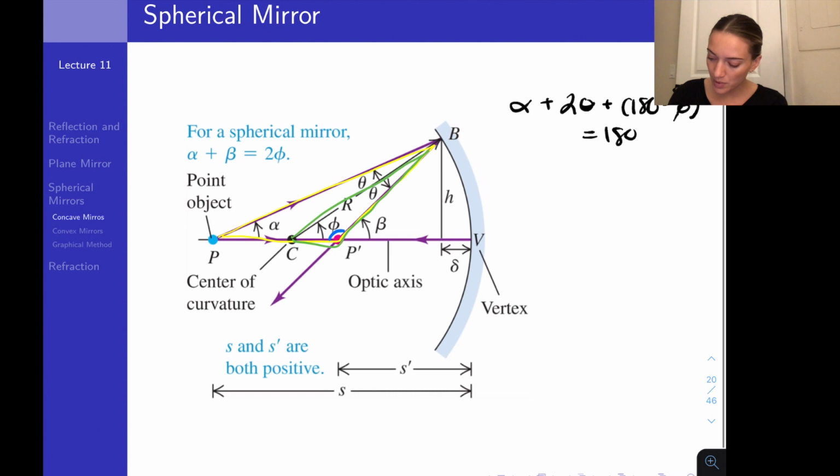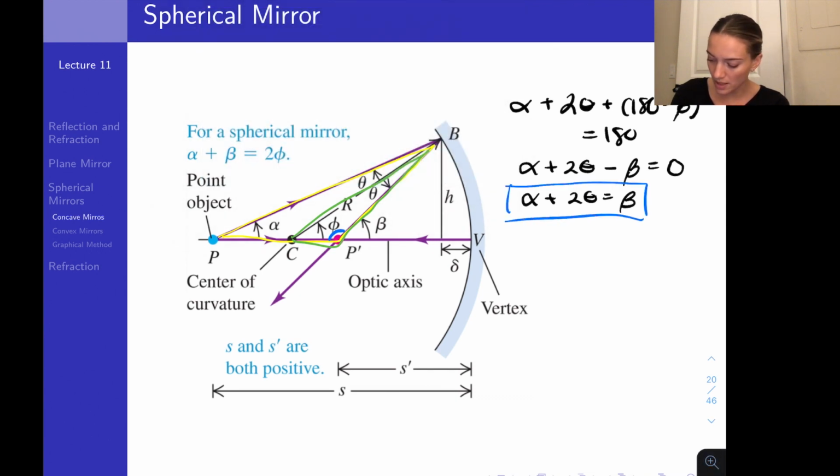So this I can simplify right away. I can see that this will become alpha plus 2 theta minus beta is equal to 0, right? Because this 180 and this 180 will cancel out. So alpha plus 2 theta I can rewrite as beta. So I'm going to keep this equation here for a second. And now I want to look at this little green triangle. So now I want to do the same thing but for this green triangle.